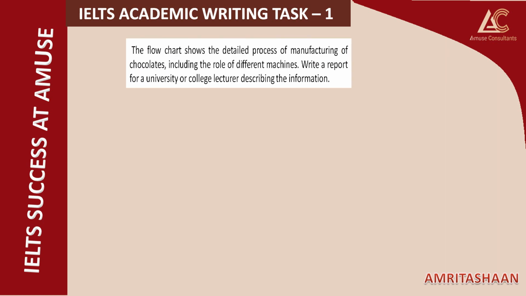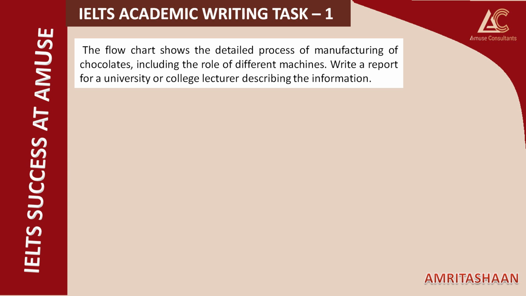So first of all, as we know, our first point was that we have to read the question very carefully. So let's read the question. The flow chart shows the detailed process of manufacturing of chocolates, including the role of different machines. Write a report for the university or college lecturer describing the information. This is just given. You do not have to talk about college and university lecturers. Sometimes students also get confused because of this sentence. You have to write simply a report.